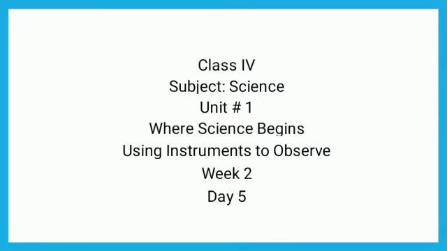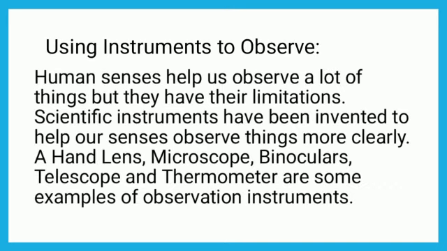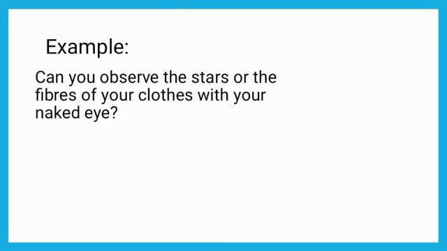Let's begin our class, subject science, chapter: Where Science Begins. Lesson number 3, using instruments to observe. Human senses help us observe a lot of things, but they have their limitations. Scientific instruments have been invented to help our senses observe things more clearly. A hand lens, microscope, binoculars, telescope, and thermometer are some examples of observation instruments.